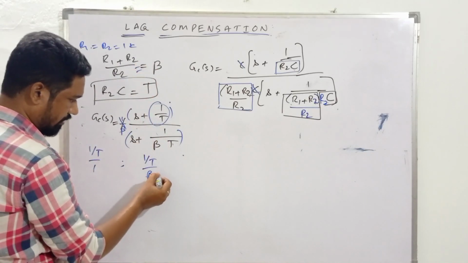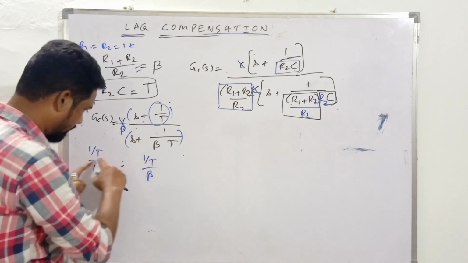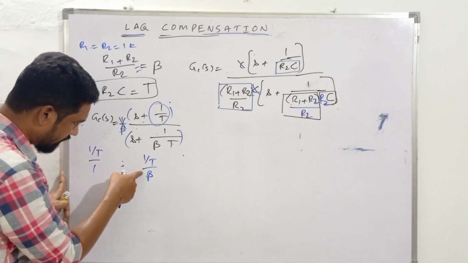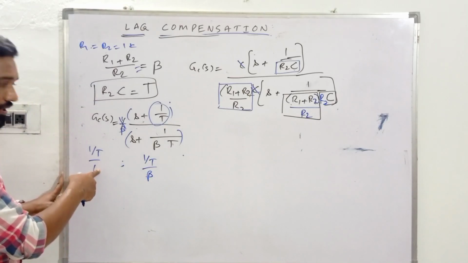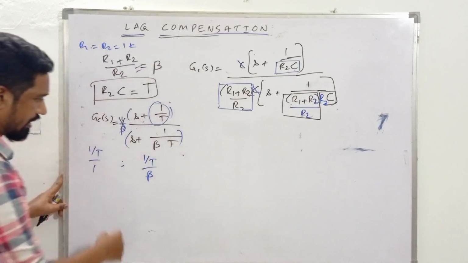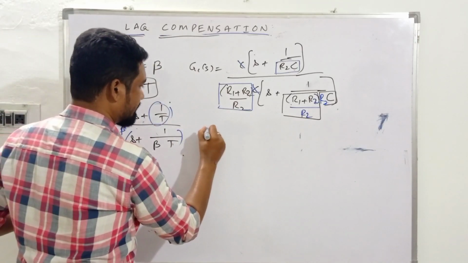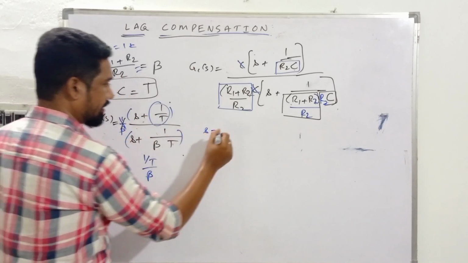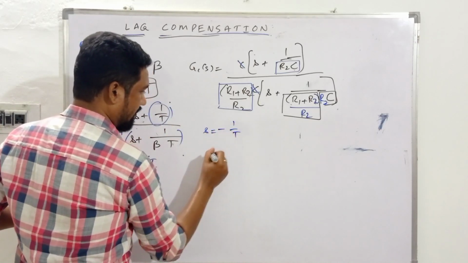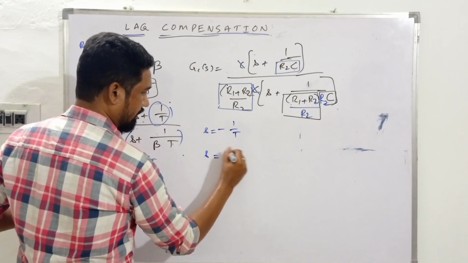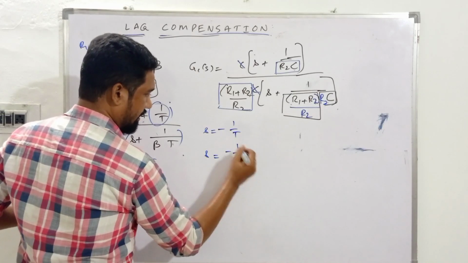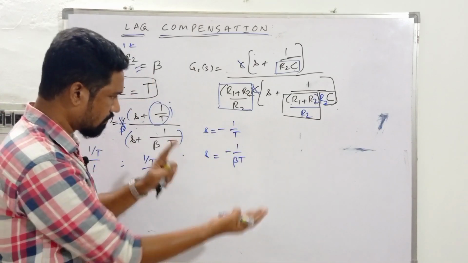So it's 1.1 divided by 1. Which one? This will be the low value and this will be the higher value. In the sense, for a lag compensator, we have a zero at S equal to minus 1 by T, and we have a pole at S equal to minus 1 upon beta T. And which comes first and what comes after?